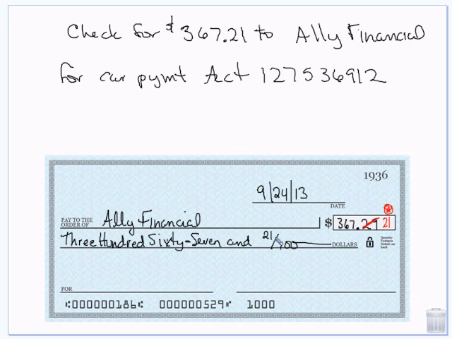But if I made the mistake here and here, I would need to write a new check. Because the bank might look at that if I crossed them both out and corrected it and say, oh no, that's somebody that she gave the check to did that.